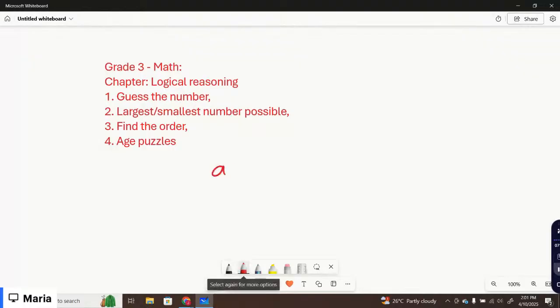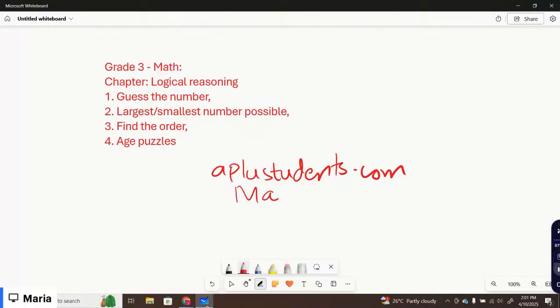You can find all the lessons on aplusstudents.com. You have to log in there using your email address and password as provided by the administrator. Then you have to select math from the subject tab, scroll down to grade 3 math, and then click on view all lessons.